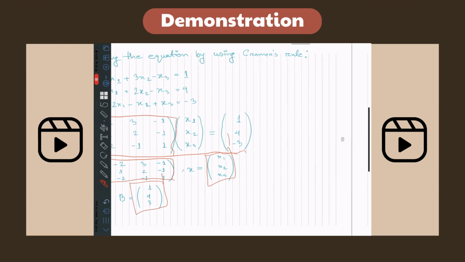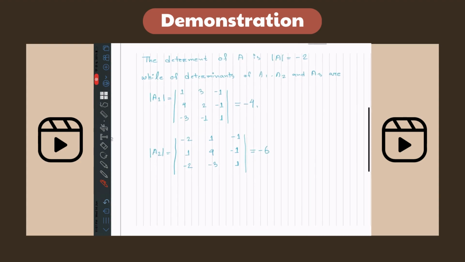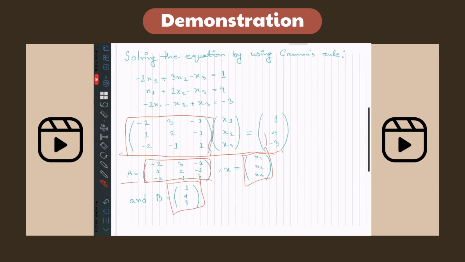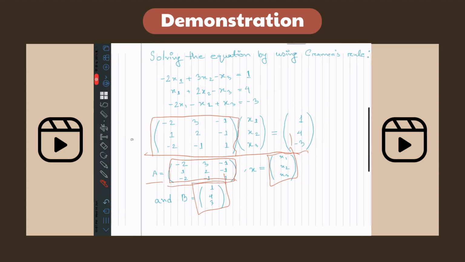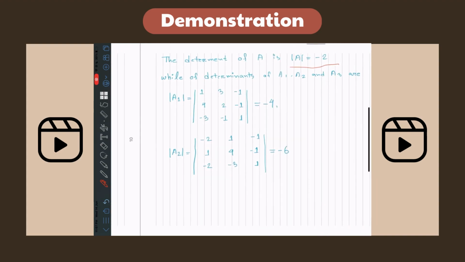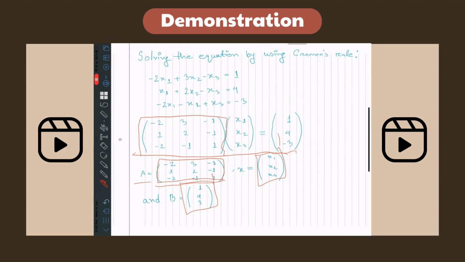Now, in order to solve this linear equation using Cramer's rule, we would need to find the determinant of A, and after calculation, we have found that the determinant of A is equal to -2. Now we need to find the determinant of A1. Sorry, A1, as I have said.